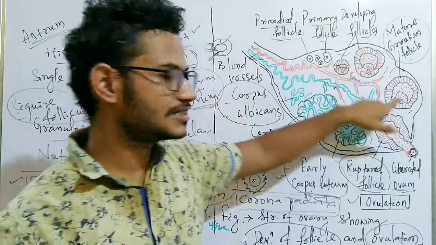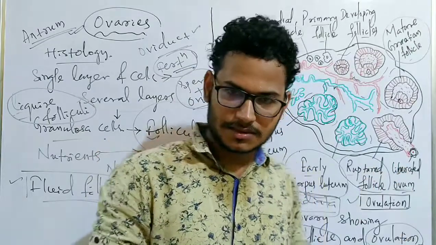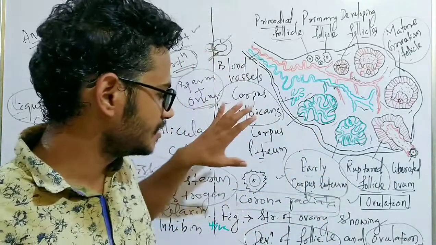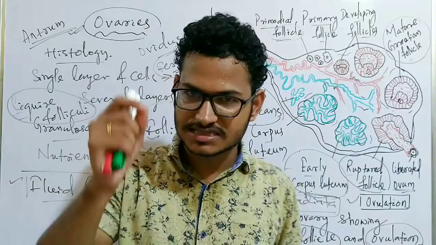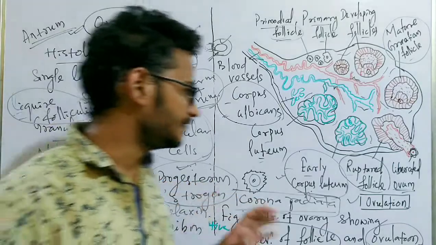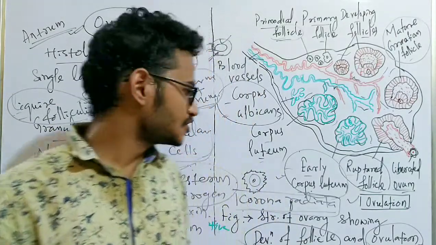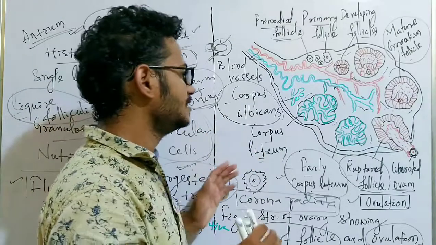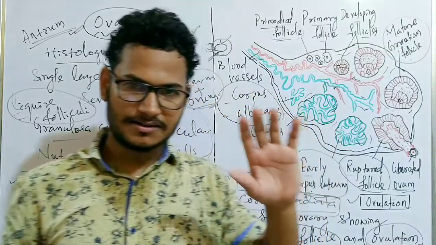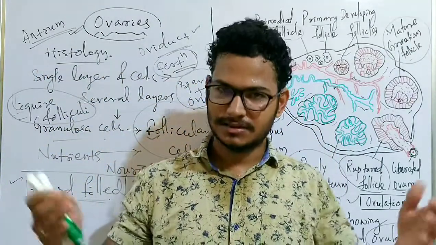You can draw this diagram while answering long answer type questions in the boards, and important one mark multiple choice questions are also asked from this area in different competitive examinations like NEET and AIIMS. So this is all about the histology and the common idea of the development of the Graafian follicle and the process of ovulation inside the ovary.